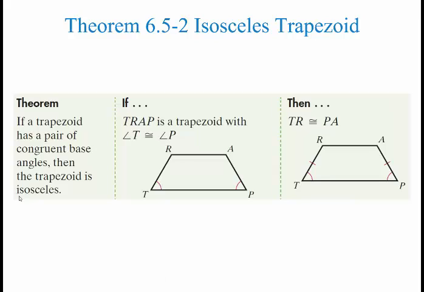Another one here: if a trapezoid has a pair of congruent base angles, then the trapezoid is isosceles. So if you're able to say TRAP here is a trapezoid and the base angle T is congruent to the base angle P, then it's isosceles, meaning that TR is congruent to AP here.